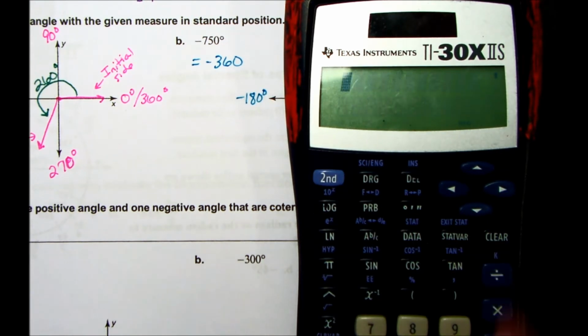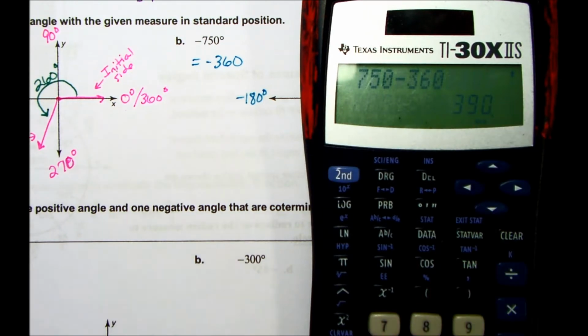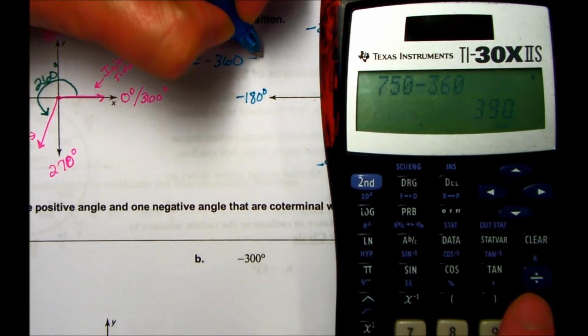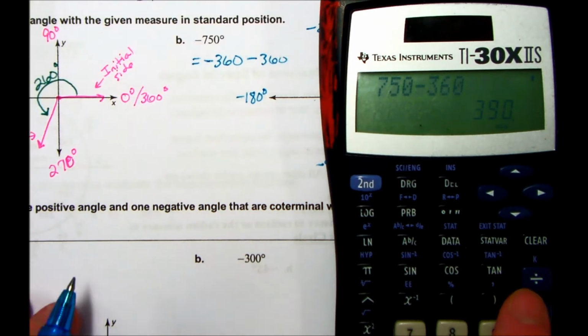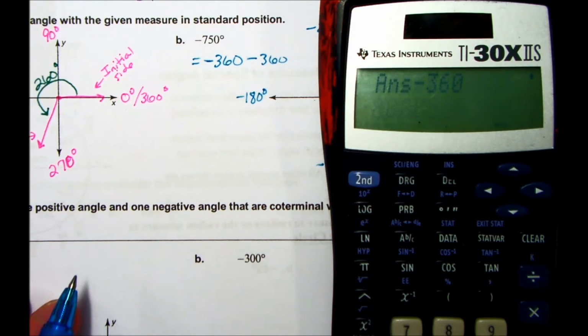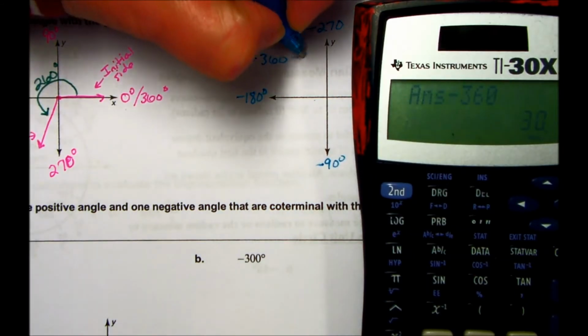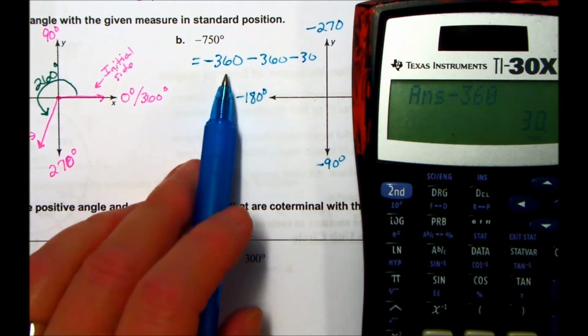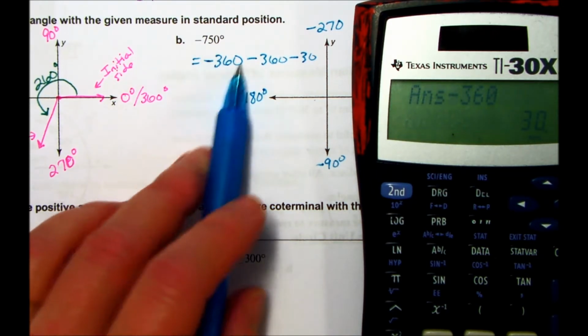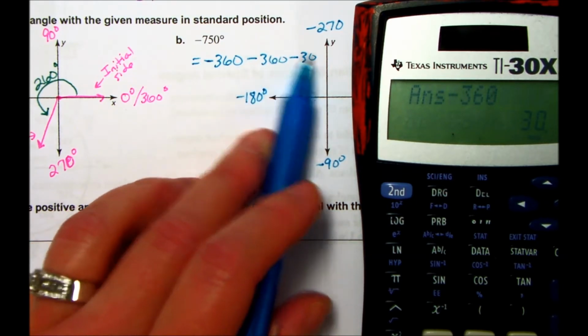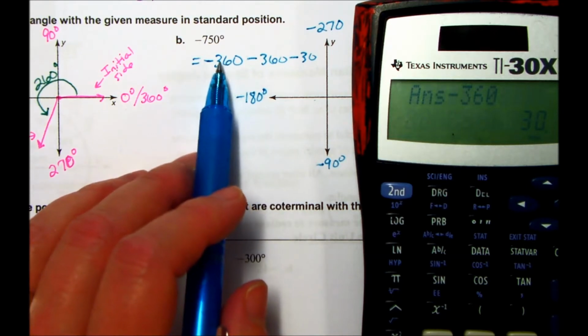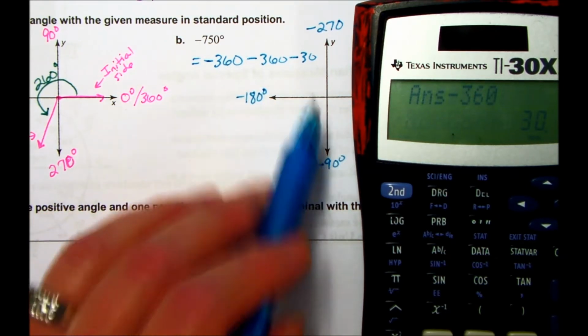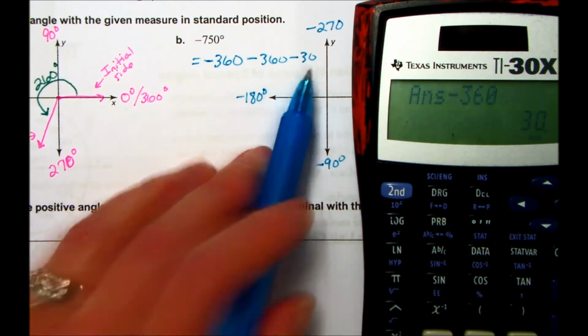So the way I'm going to calculate this, I'm going to use my calculator and take my 750 minus 360. That gives me 390, which is still above the 360. So I'm going to have another negative 360. So if I subtract 360 from 390, that gives me 30. So that means I have another negative 30 degrees. So negative 750 is going to equal negative 360, another negative 360, and then a negative 30 degrees, which means we're going to have to make 2 full circles clockwise and then another 30 degrees clockwise.